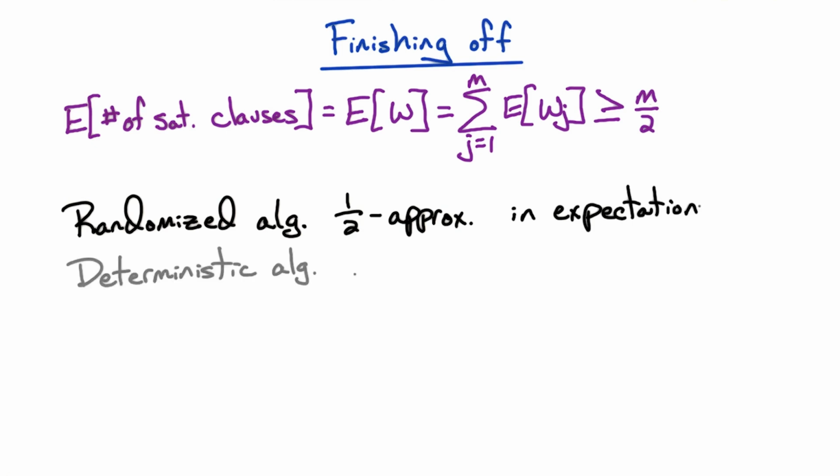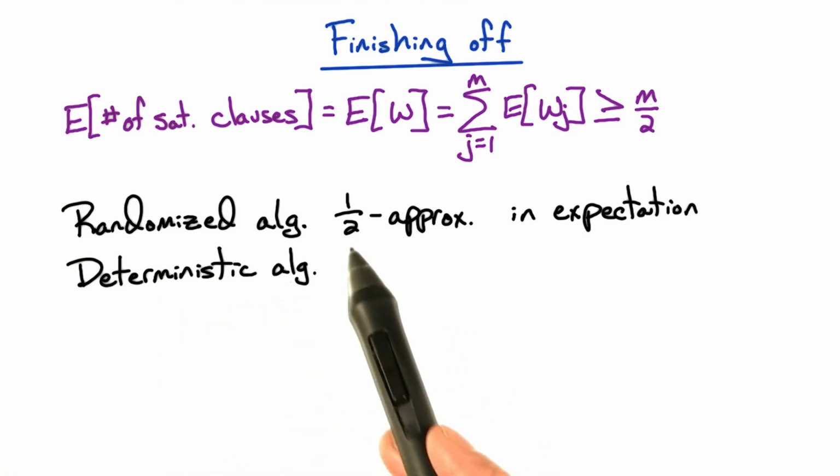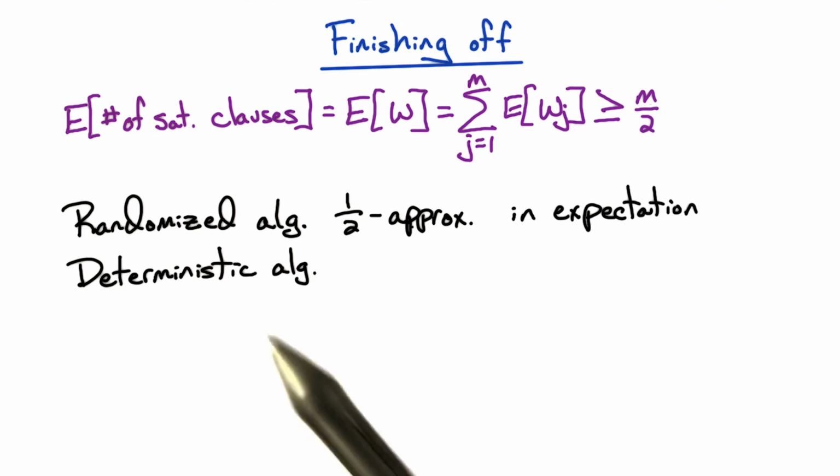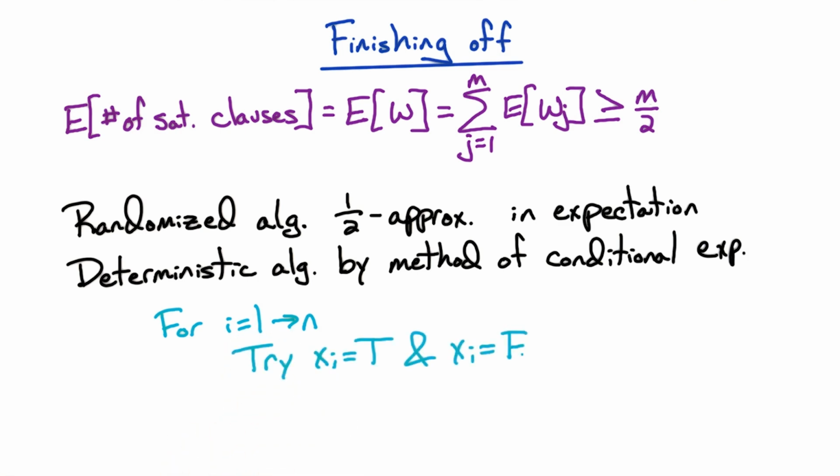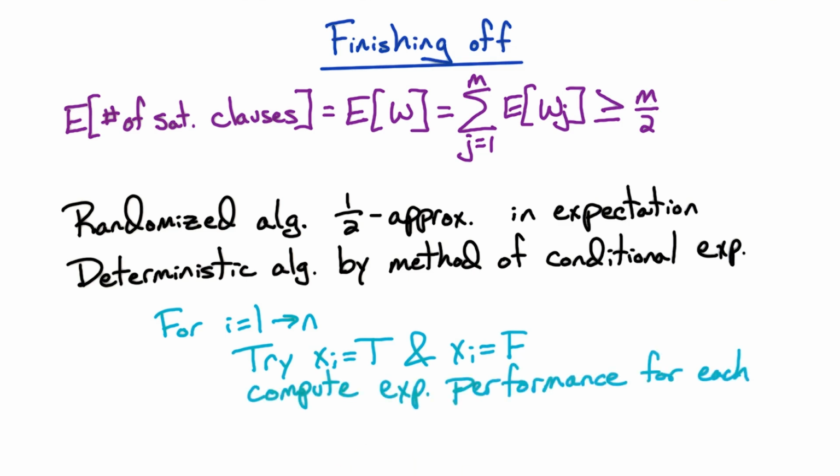Now it turns out we can de-randomize this algorithm. So we can find a deterministic algorithm which is guaranteed to find a 1/2 approximation to the number of satisfied clauses. And this uses the method of conditional expectations. It's quite simple, so let me quickly give you the idea of how it works. So we're going to run through the variables one by one. So let's let i go from 1 to n.